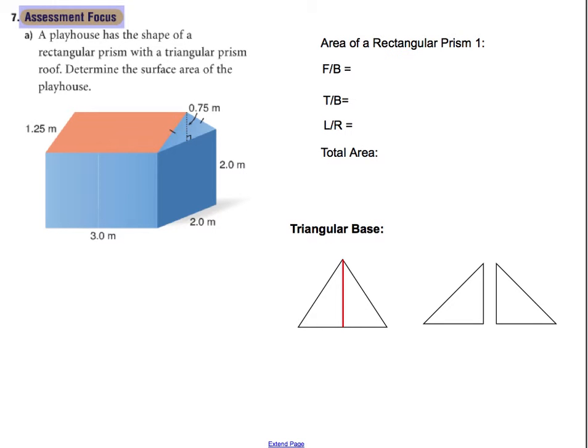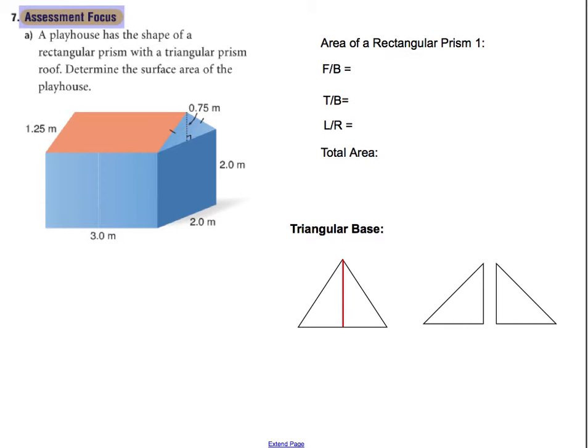Number 7 is our assessment focus question for the lesson. This is the one question that has all of the concepts that you really do need to know in order to be successful. We have a playhouse here in the shape of a rectangular prism with a triangular prism on the roof. And we need to determine the surface area of the playhouse.